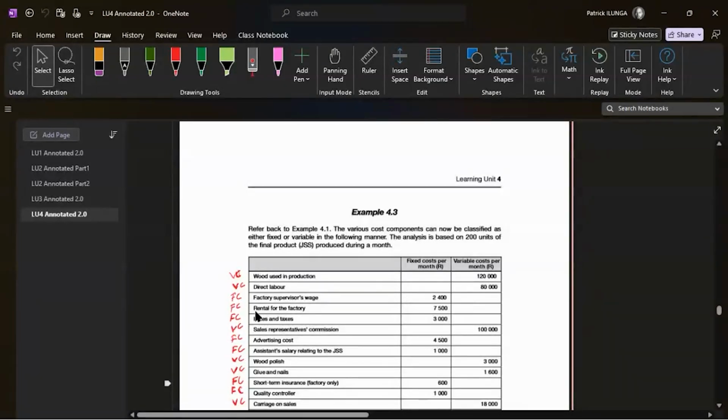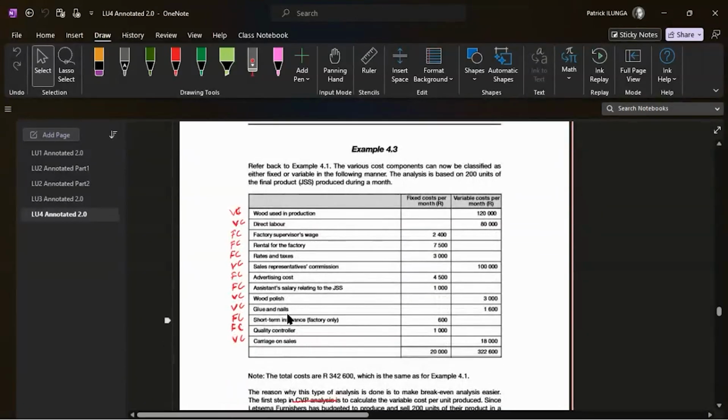Simple. The factory supervisor's wage, what is it? It's a fixed cost. The rental, remember we talked about just rent right now. That's a fixed cost. Rates and taxes, whether you sell something or not, it doesn't matter. You need to pay your rates and taxes. All right? But your sales representative commission depends on how many units you sell, right? Advertising cost, fixed cost.